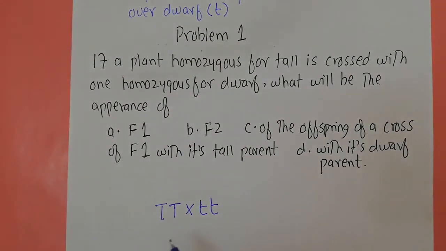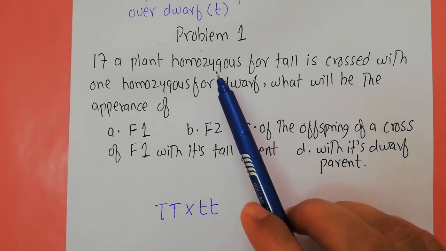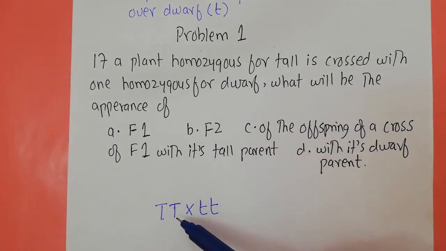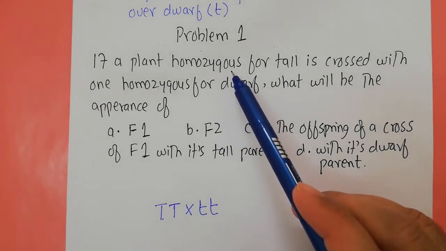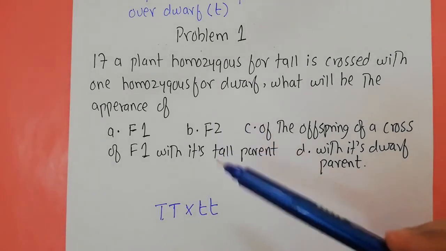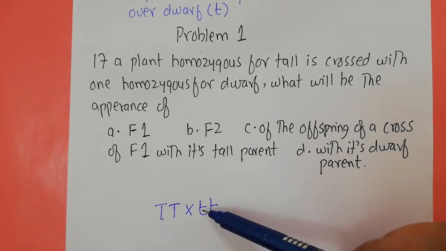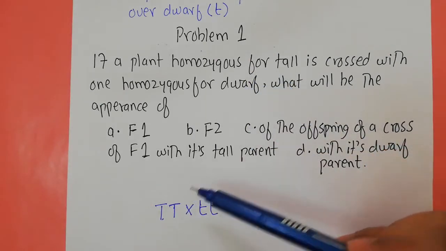This means that you have to cross these two parents. So this is important to understand. If you are given the heterozygous tall, of course the genotype would be capital T and small t. But as the problem says that it is homozygous tall, both alleles are capital T and capital T. And the homozygous dwarf means that both alleles are small t and small t. So you have to cross these two parents.